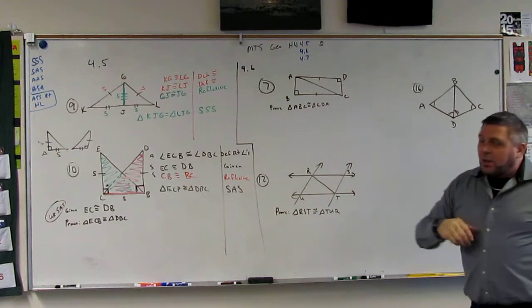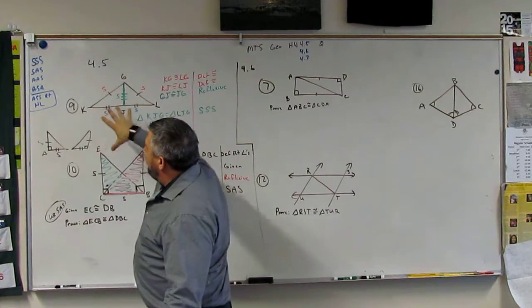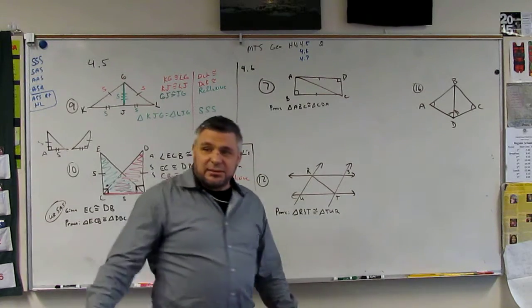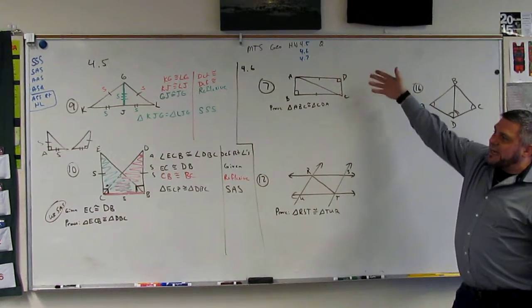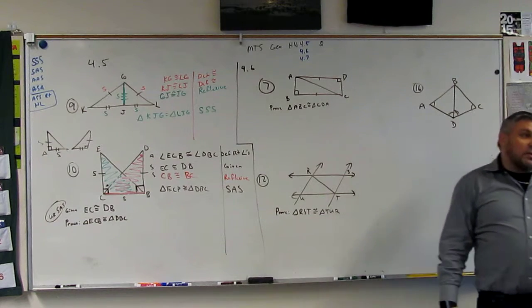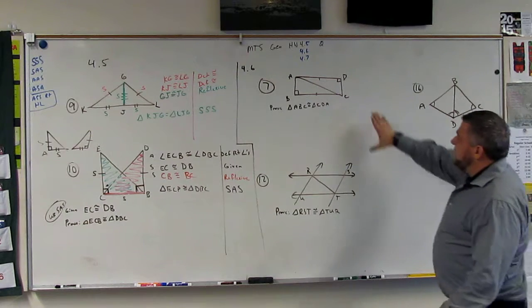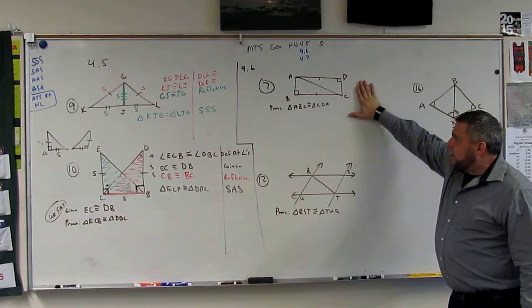Now 4.6, we're just using the other three. So 4.5 is going to be the first two, SAS and SSS. And then 4.6 is basically the other three, AAS, ASA, and ASS. Okay, or HL. Okay? All right, so with this one, we're going to look at it and go, well, what is this one using? Okay?